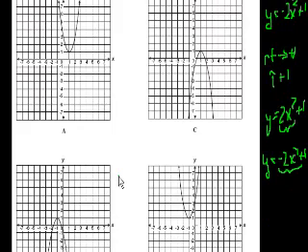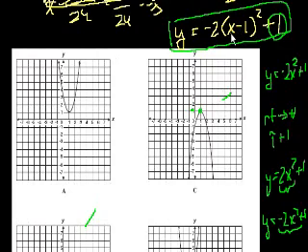So if we look at our choices, only these two are opening downwards. And both of them are shifted up by 1. The vertex is at y is equal to 1. But this is shifted 1 to the right, and this is shifted 1 to the left. And remember, we said it was x minus 1 squared. So the vertex happens when this whole expression is equal to 0. And this whole expression is equal to 0 when x minus 1, when x is equal to positive 1. So that's right here. So it's actually choice C.